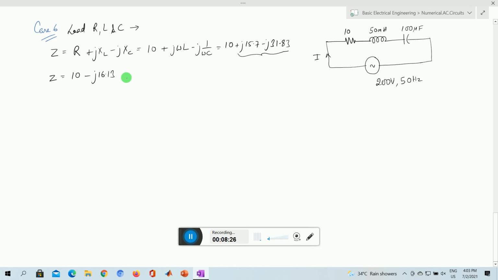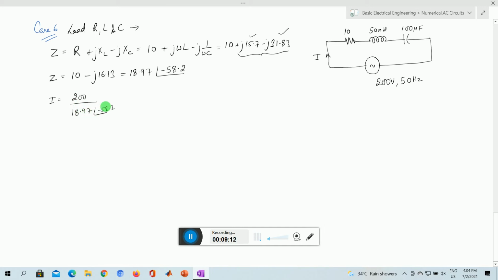It seems that the capacitive part is higher than the inductive part, so after cancelling the inductive part, the overall circuit is less capacitive. And the real part is 10. Let us write this in polar form, that is 18.9297 angle minus 58.2 degree. Now the current is 200 by 18.97.